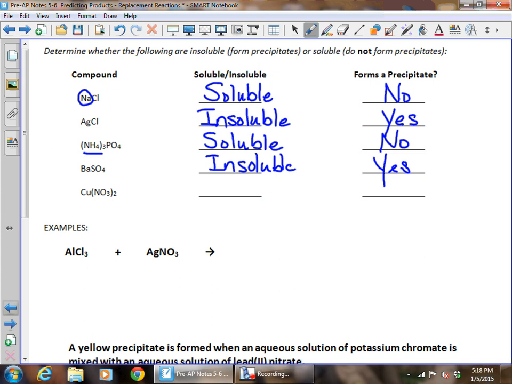And finally, copper(II) nitrate. Check first for common soluble ions, ammonium, nitrate. There it is. As soon as it has nitrate in it, it's automatically soluble and will not form a precipitate.